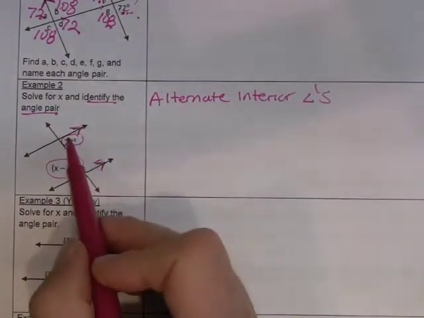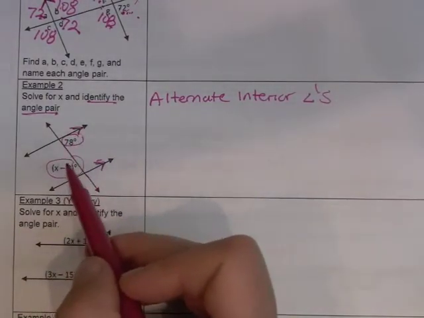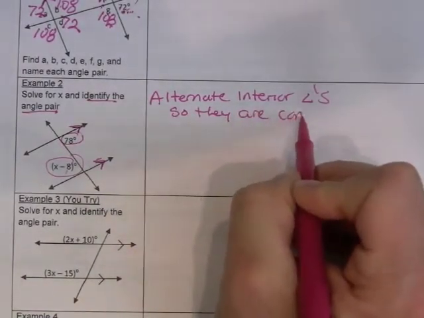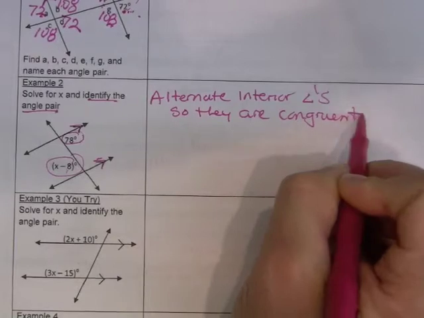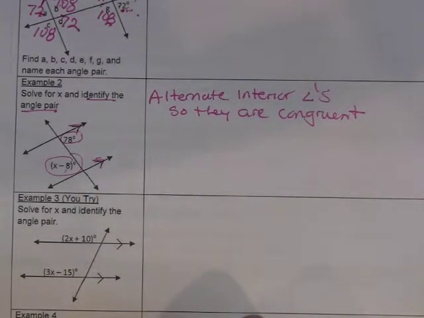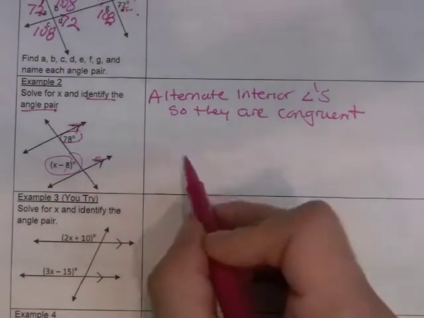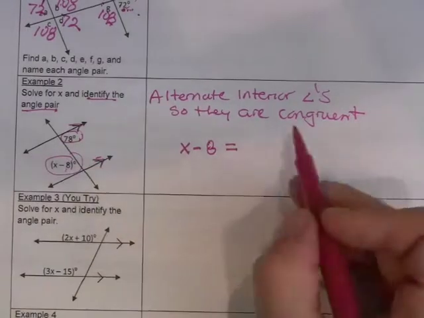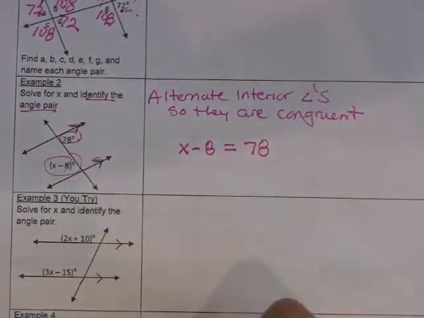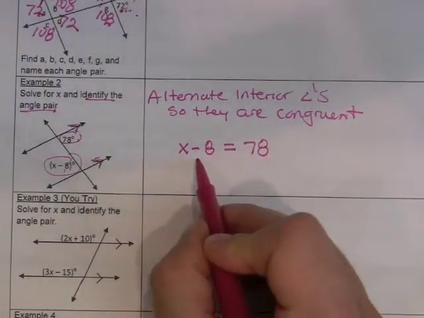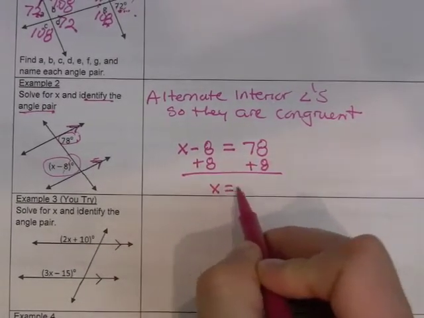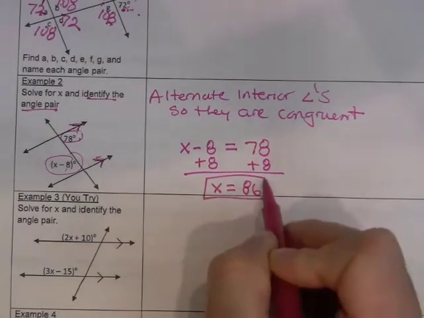And I learned when the lines are parallel, the alternate interior angles are congruent. So they are congruent. Okay? And if they're congruent, that means I can set them equal. So I can take x minus 8 and equal that to 78. Then I can add 8 here to solve for it, which would give me 86 for x. And I'm done.